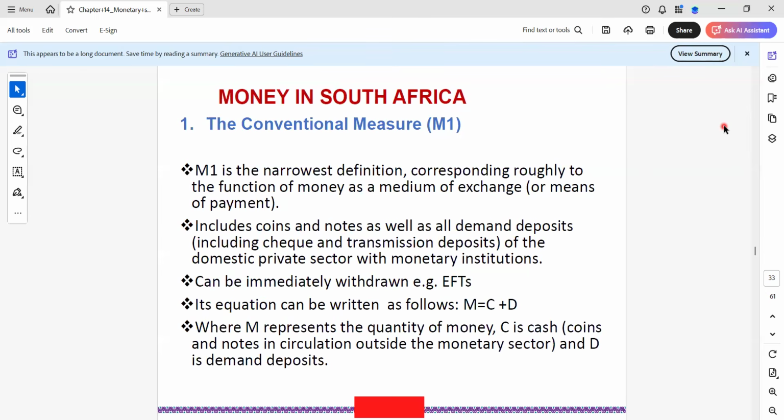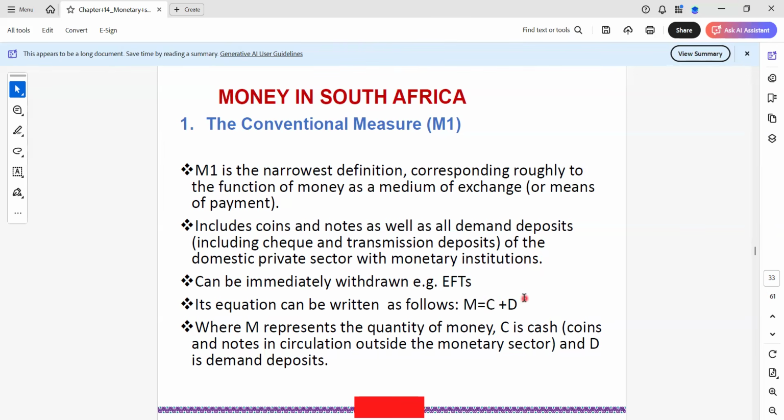So M1, also called the conversional measure. This is the narrowest definition, and it looks at using money as a function of medium of exchange, right? The use of money as a medium of exchange. So M1 consists of the notes, the coins, and the demand deposits. So here's an equation. It's C plus D. C for cash. And cash consists of coins and notes. And then D for demand deposits.